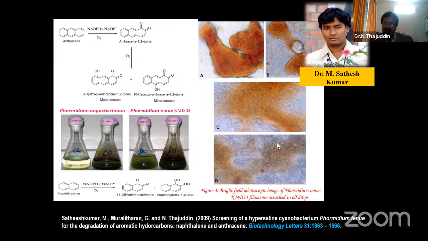In this oil, there are two toxic substances: one is naphthalene, another is anthracene. When we treated this organism with naphthalene and anthracene, we found that naphthalene is converted to naphthalene diol and anthracene is converted to anthracene dione, from toxic form to non-toxic form. He published this paper in Biotechnology Letters, from the USA. It is a highly cited paper from our group.